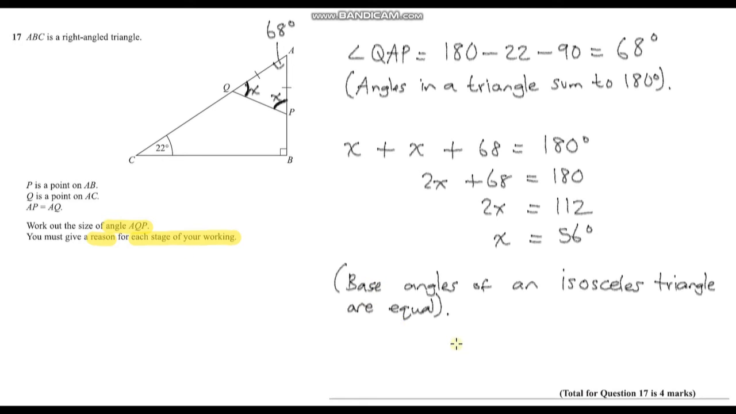So let's just finish off by saying angle AQP is equal to 56 degrees. Well, it's equal to x, which is equal to 56 degrees, and that is our final answer.